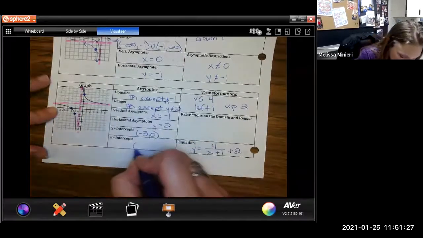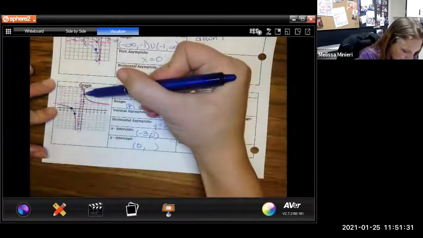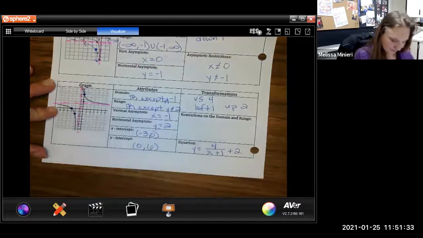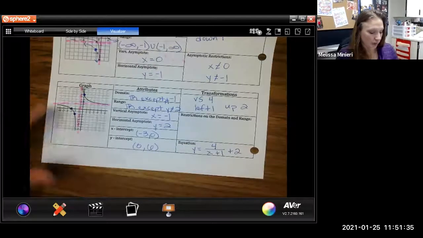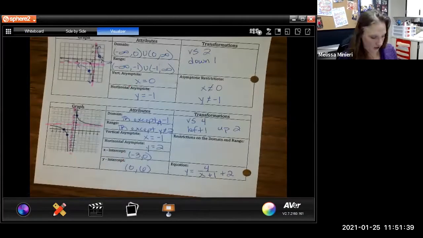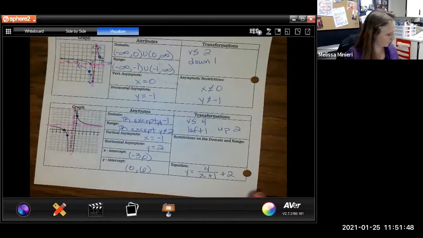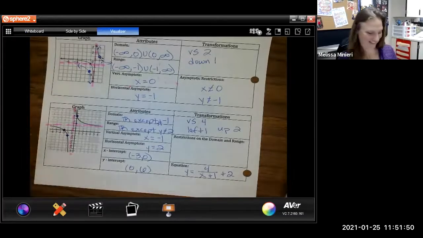And same with the Y intercept. That means that X has to be 0. And we have one right there at 6. So by looking at the graph, you can see the X and Y intercept. I'm going to show you how to do it from the equation on the next example. Any questions about graphing before I do X and Y intercepts from the equation? So far, so good? Mm-hmm.